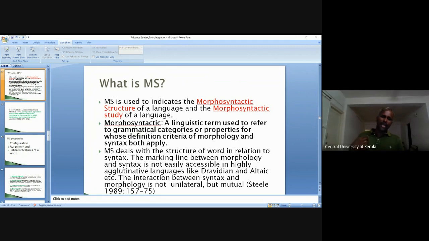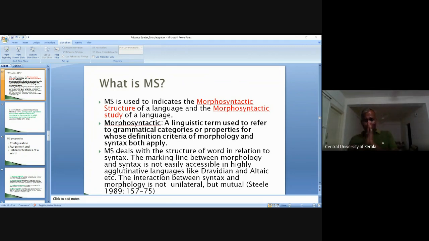The dividing line between morphology and syntax is not easily accessible in highly agglutinative languages like Dravidian, Altaic, Arabic, etc. It is very difficult to find the boundary between morphology and syntax. The boundaries are made, not given. Therefore, you cannot identify where the morphology ends and where the syntax starts. The interaction between syntax and morphology is not unilateral but mutual. That mutual interaction we have to describe.